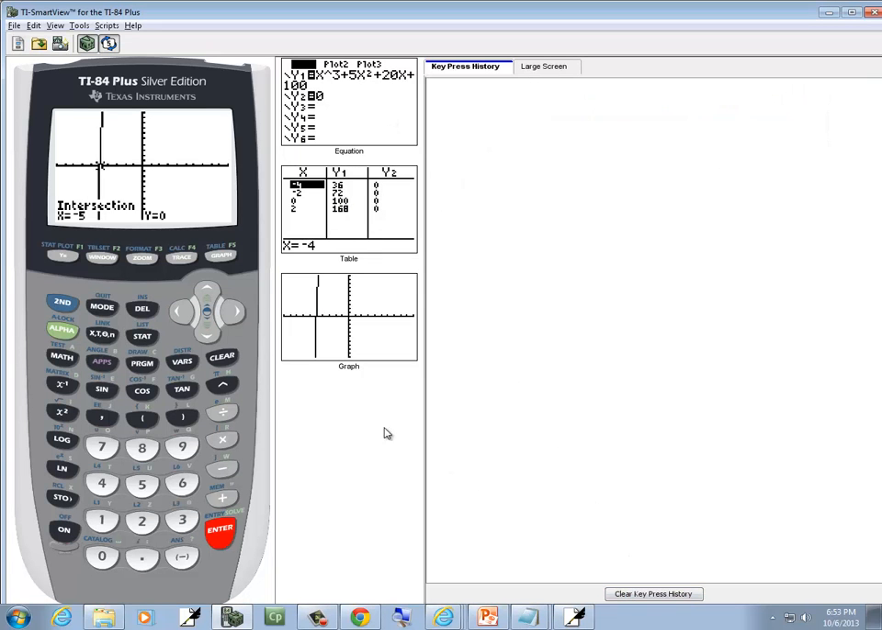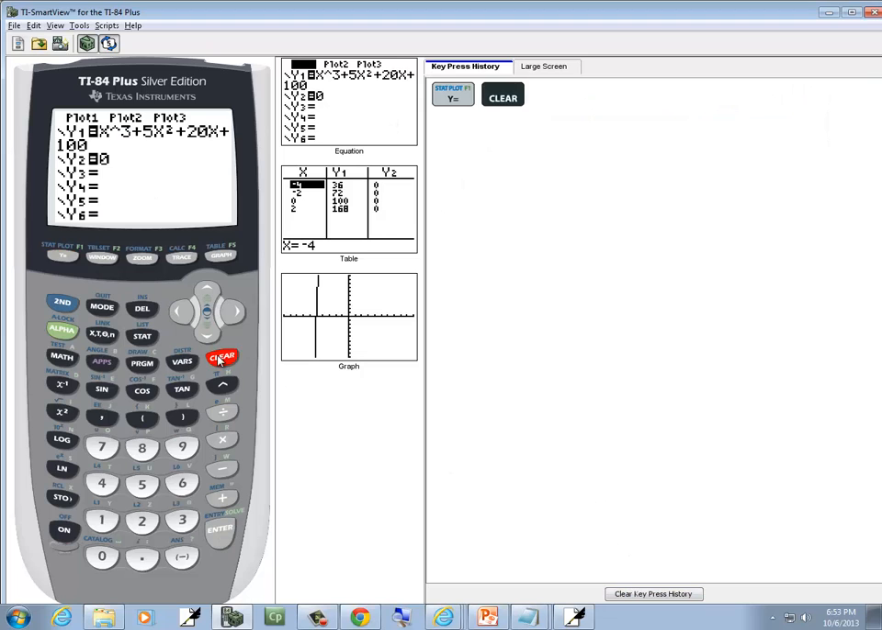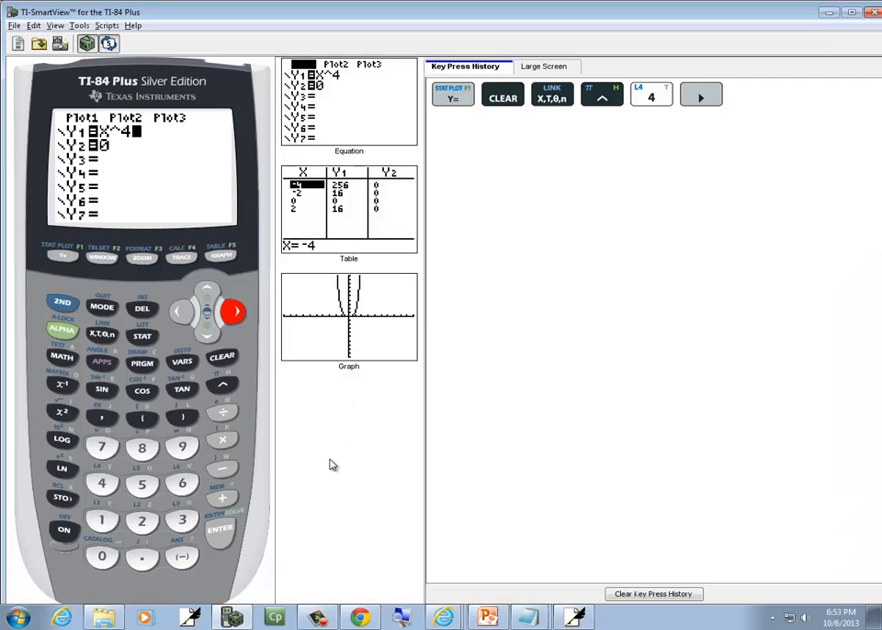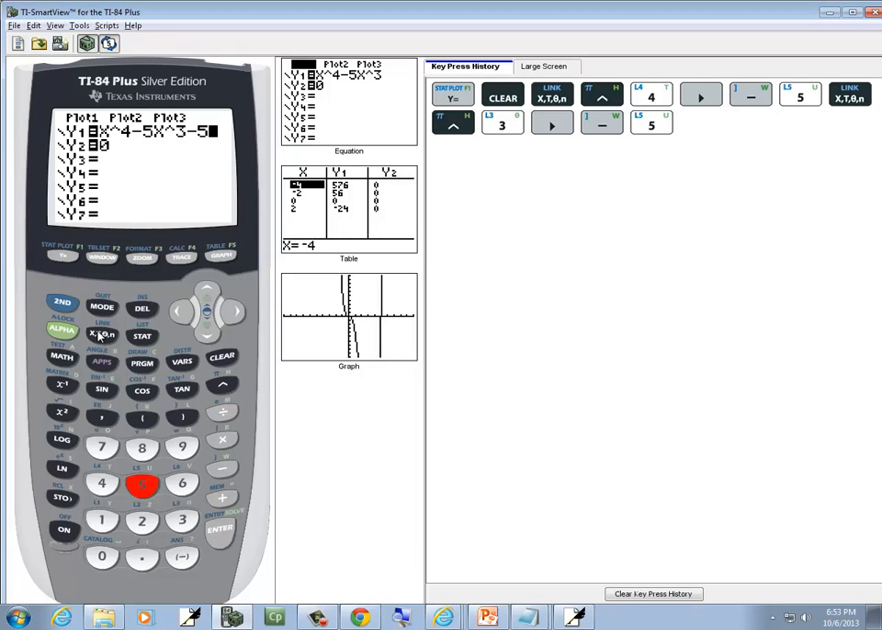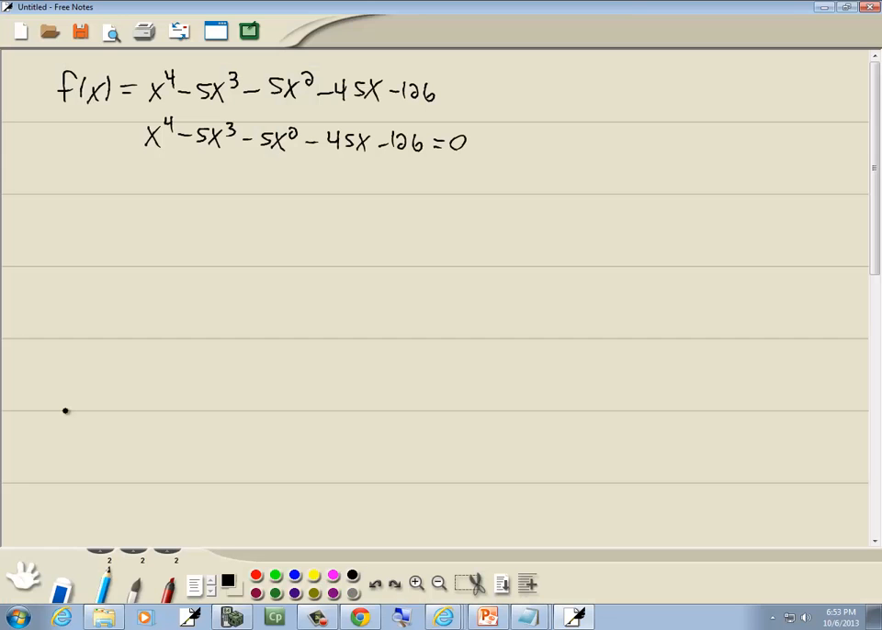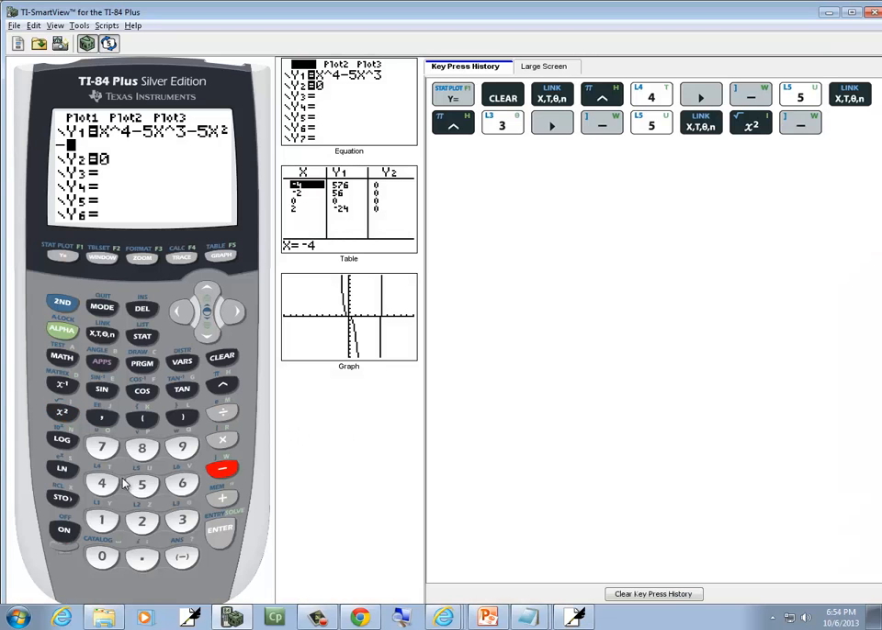So I'm going to go to my calculator, I'll go to y equals, clear, and on y1 I'm going to put my x to the fourth. So I do x caret 4. If you've got a TI-84, you have to press your right arrow key to get out of exponent mode. Minus 5x to the third. Again, press your right arrow key to get out of exponent mode if you've got one of those calculators. This one isn't. Minus 5x squared minus 45x minus 126.